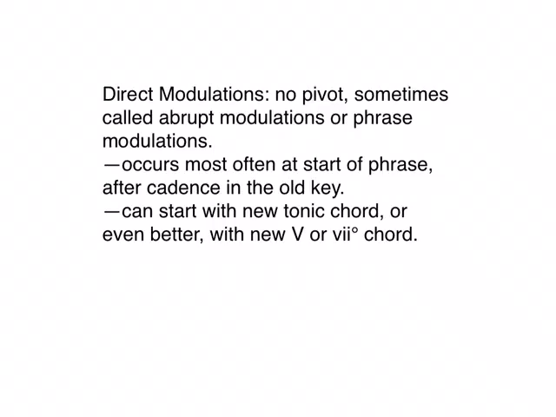The next concept is one of direct modulations. Here there is no pivot, and sometimes these are called abrupt modulations or phrase modulations because they occur most often at the start of a phrase after a cadence in the old key. Sometimes they occur in the middle of the phrase, but usually they're in a place where the old key is very well established, and then all of a sudden we begin in the new key, and it sounds abrupt. I'll show you an example of a phrase modulation from a Bach chorale.